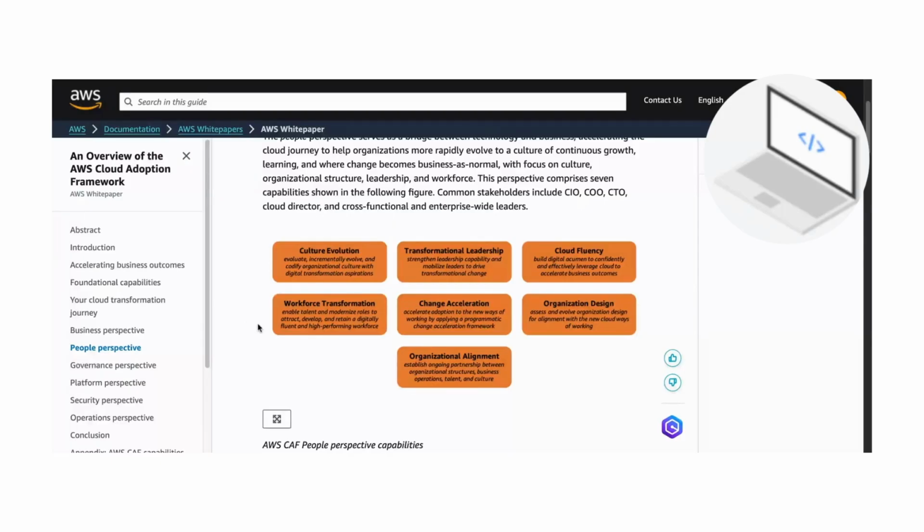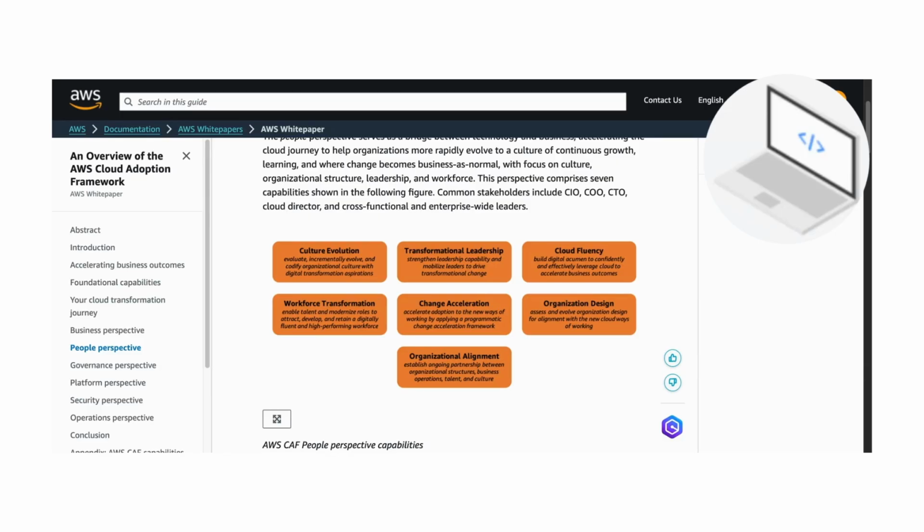First up is culture evolution. This is all about gradually shaping our organizational culture to align with our digital transformation goals. We need to build on our existing core values while embracing new behaviors that foster agility, autonomy, and continuous innovation. For example, we can encourage rapid experimentation and agile methodologies to make faster decisions and minimize bureaucracy.